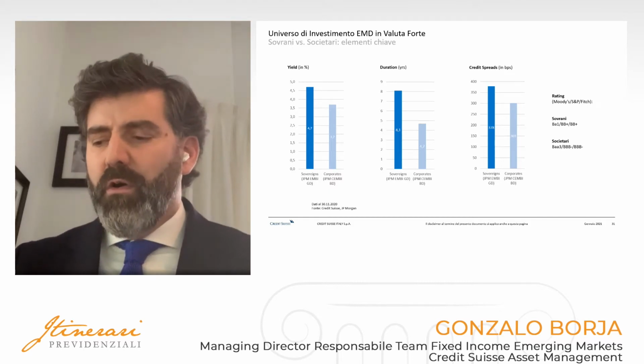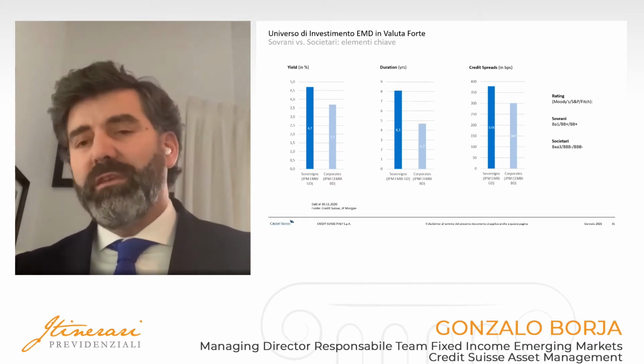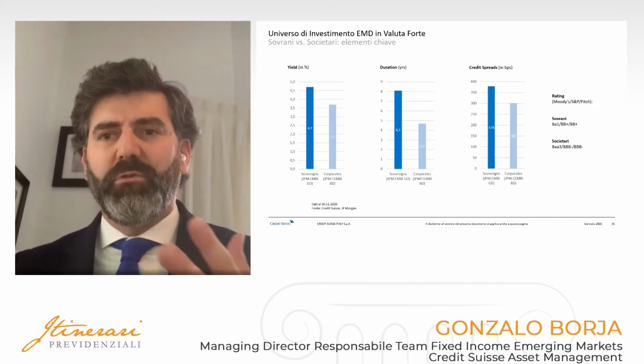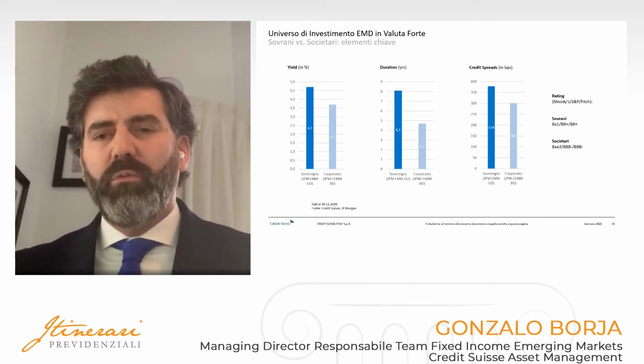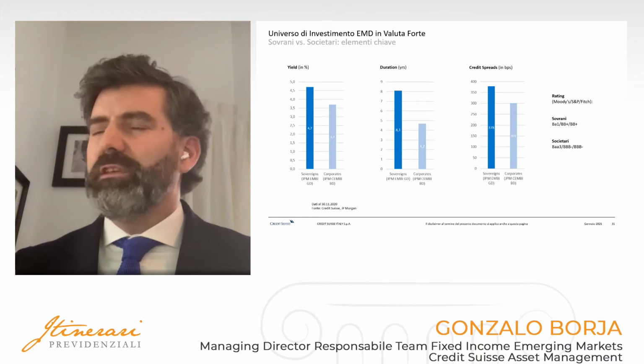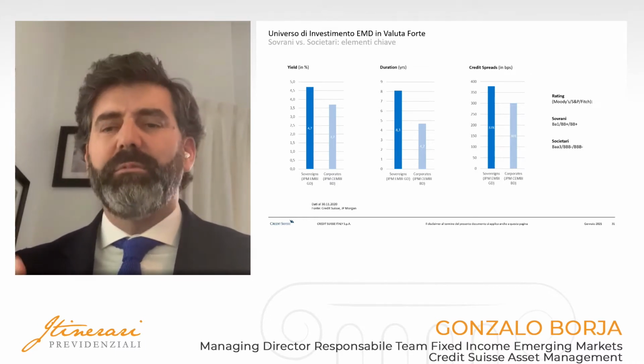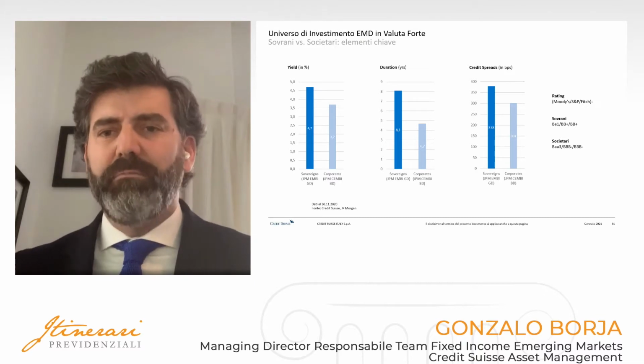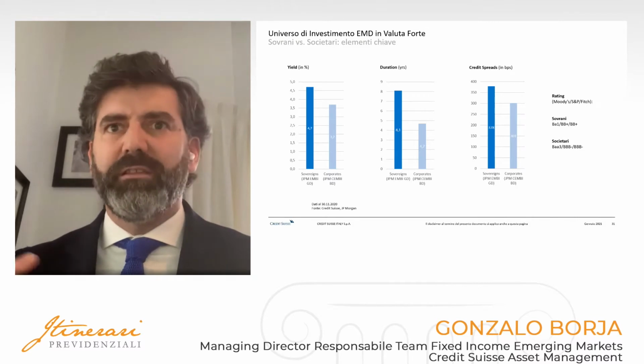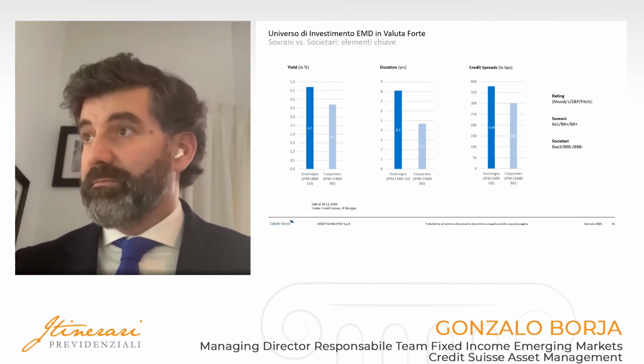I think over the last 25 years this market has grown, and today when we look at EM corporates, we can see that this is actually a 2 trillion market cap. It's even larger than the entire US high yield market, and together with sovereign bonds, it will be even larger than the entire Eurobond market.